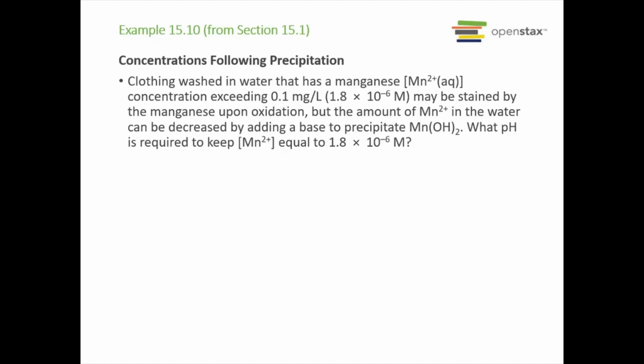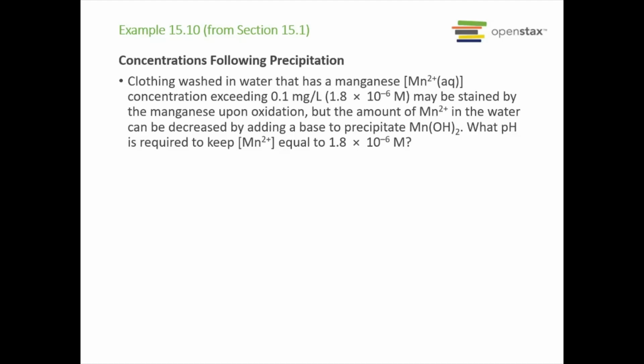Okay, so that's it for chapter 14, but before I end this video, I want to go over the example that I skipped in our last section, which is example 15.10. And this was concentrations following precipitation. So in chapter 15.1, we were talking about selective precipitation and solubility products and KSPs. And this one we couldn't look at until we talked about acids and bases from chapter 14. So I wanted to go over it after chapter 14.